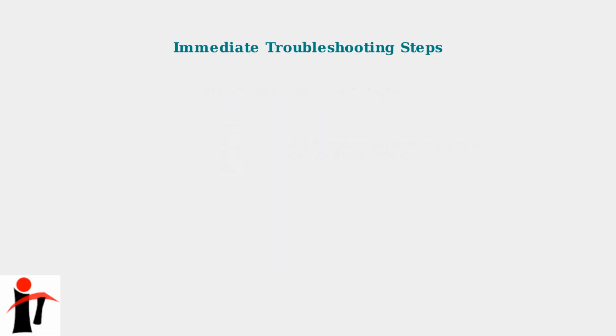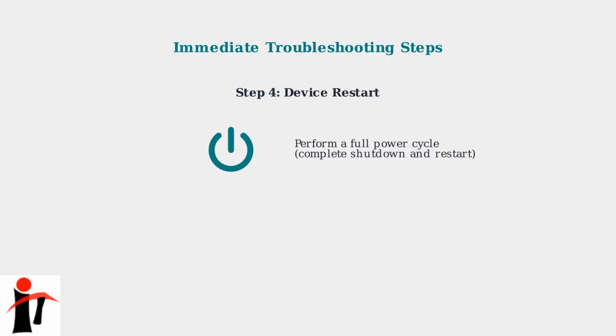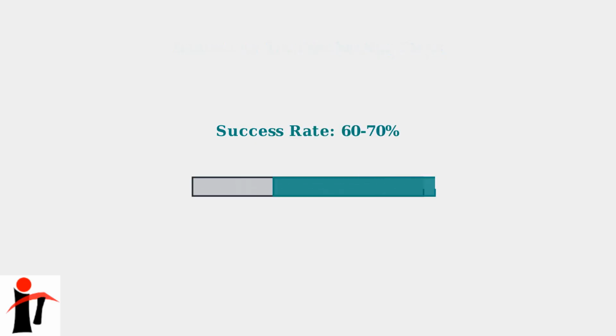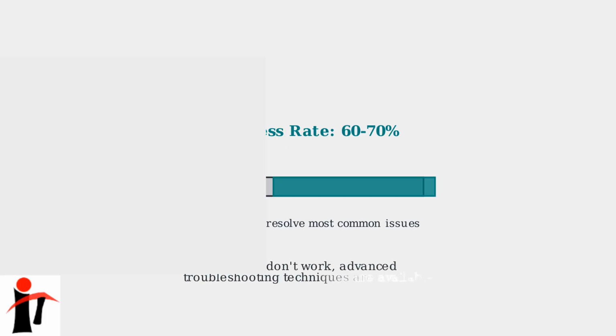Finally, perform a complete device restart, not just turning the screen off, but a full power cycle to refresh all network connections. According to industry statistics from 2025, these immediate troubleshooting steps have a 60 to 70% success rate in resolving the full bars, no service issue. If these quick fixes don't resolve your issue, don't worry. There are more advanced troubleshooting techniques available that can help solve persistent connectivity problems.